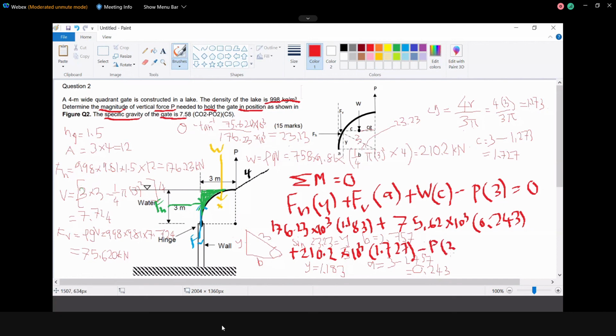So last, I need you to find what is the P. Apa nilai P? What is the minimum forces that we should have to hold the gate?